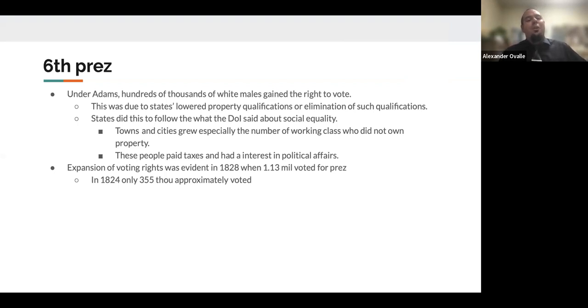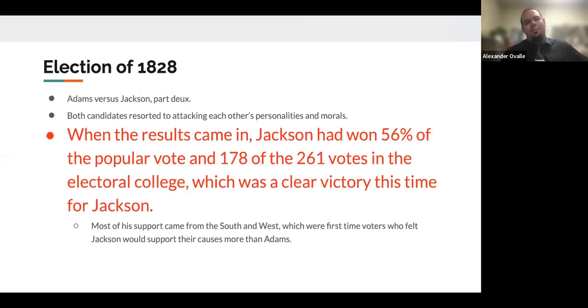Expansion of voting rights was evident in the 1828 election when 1.1 million people voted for the presidency. In 1824, 4 years ago, only 355,000 voted. So about a third of that total. You know what I meant when I said a third.